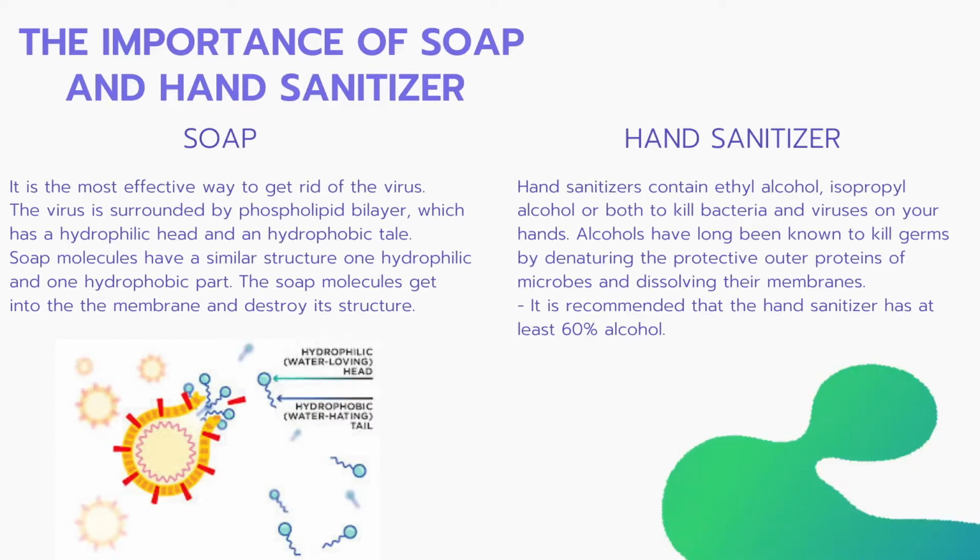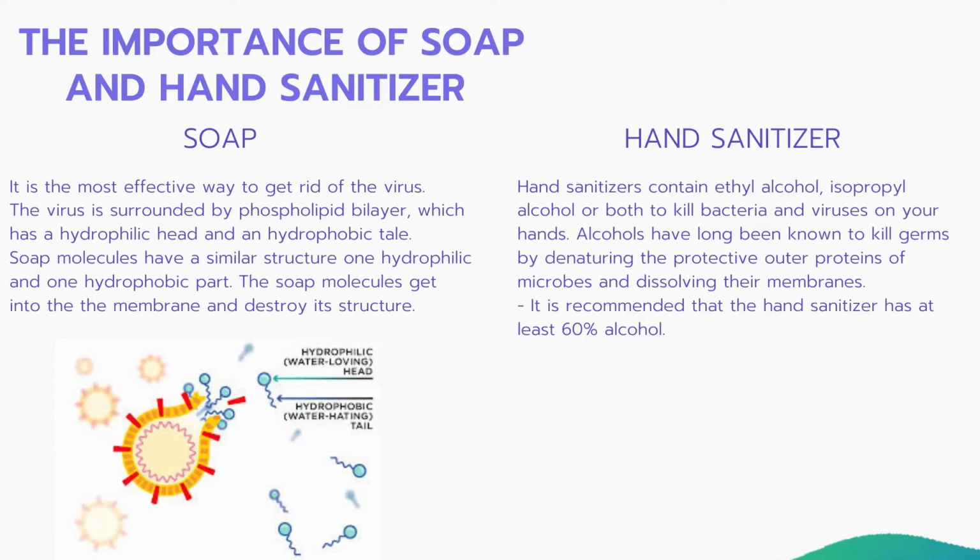On the other hand, sanitizer contains ethyl alcohol, isopropyl alcohol, or both of them to kill bacteria and viruses on the hands. Alcohols have long been known to kill germs by denaturing their protective outer proteins or, in microbes, by dissolving their membranes. It is recommended that the hand sanitizer has at least 60% alcohol.